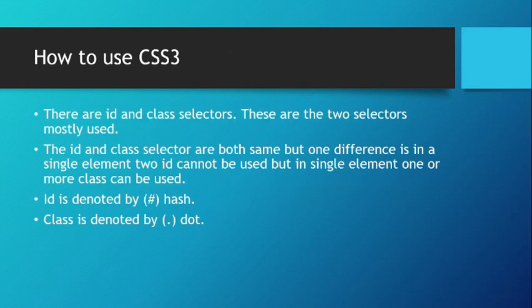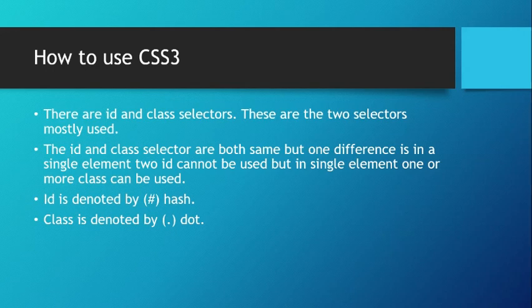So how to use CSS3? There are two main simple selectors: ID and class. There are many simple selectors, I will tell you in the next video. The difference between ID and class is that in class we can use one or more class names, but in ID we can use only one ID name. The ID is used if you want to design a single element in a website. ID is denoted by hash and class is denoted by dot.